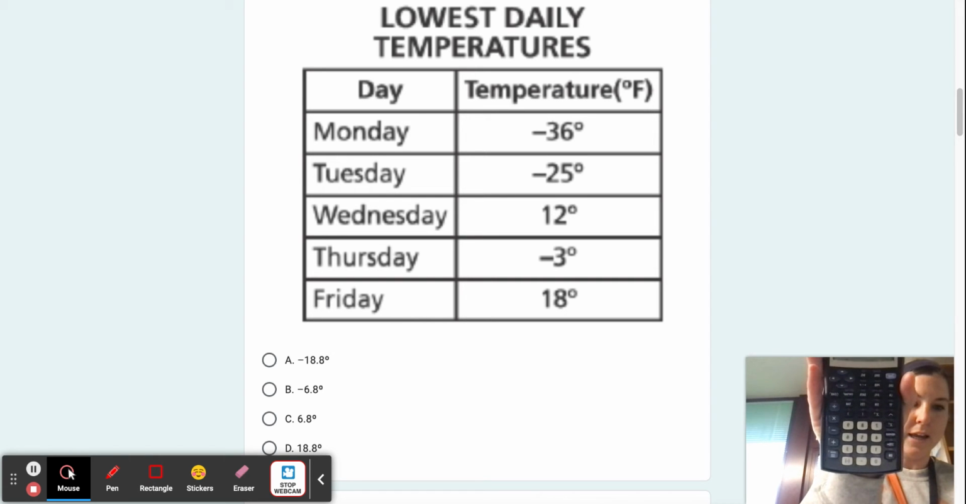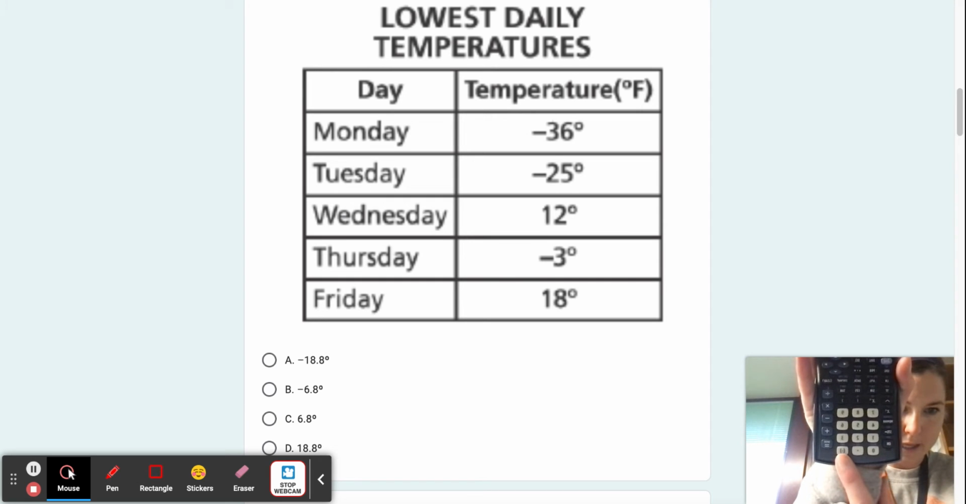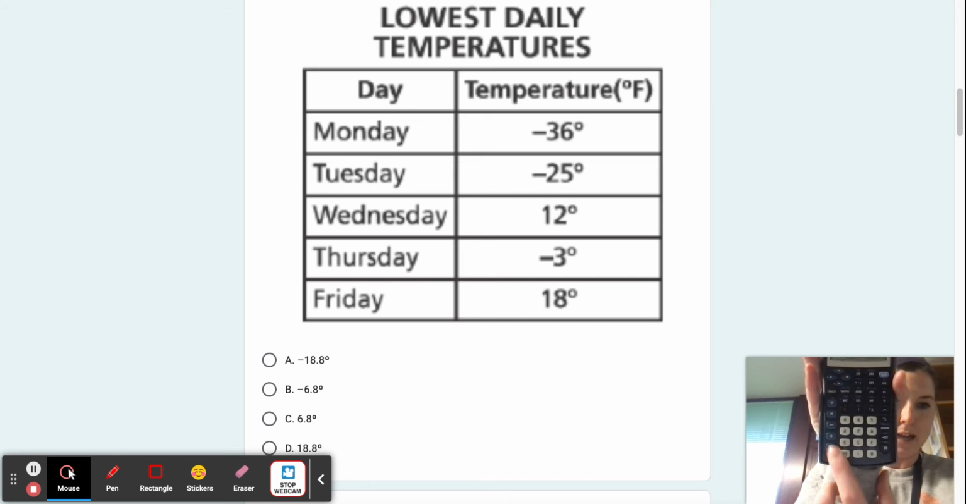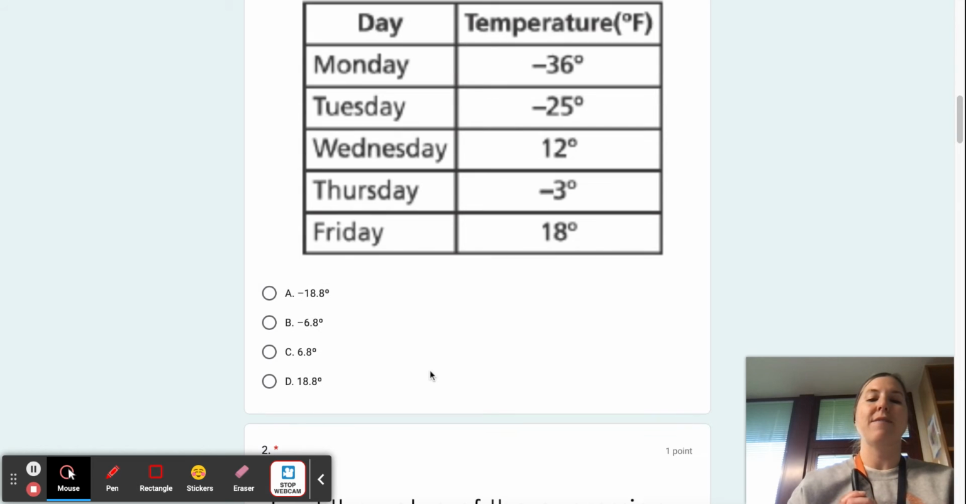Remember, when you're looking at your calculator, the negative button is right here. A lot of kids are tending to hit the subtraction button. That is not the same on your calculator. The negative button's right here. Once you find the total, you will then need to divide by the number of days. Well, how many days are we talking about? 1, 2, 3, 4, 5. So you're going to take that total and you're going to divide by 5 to get the correct answer.